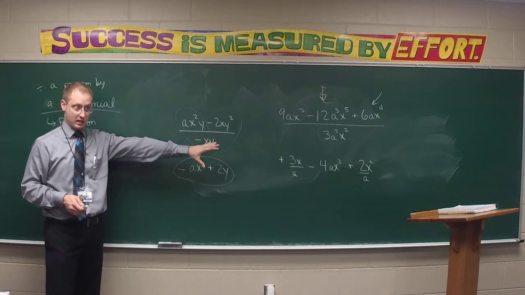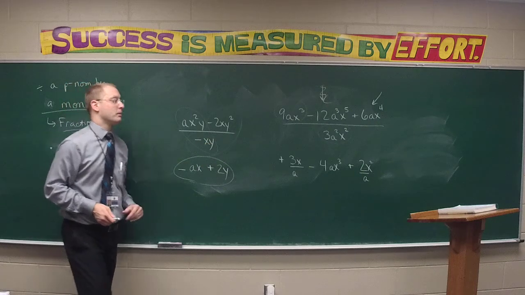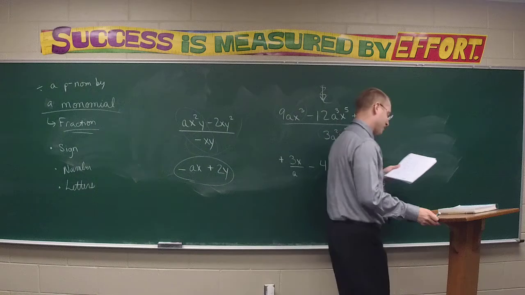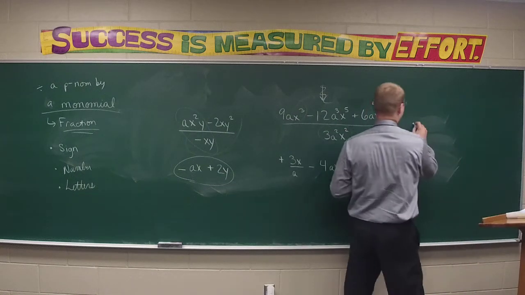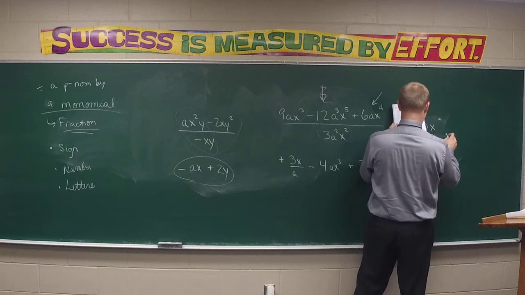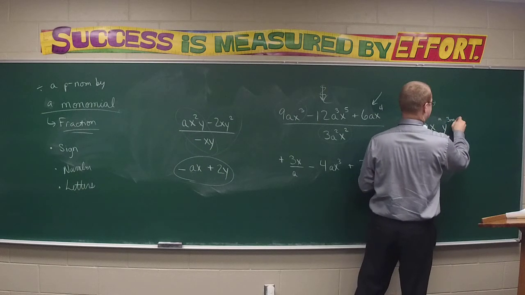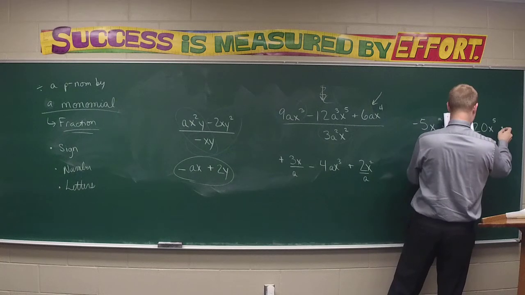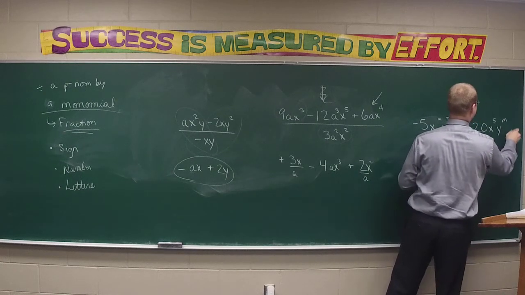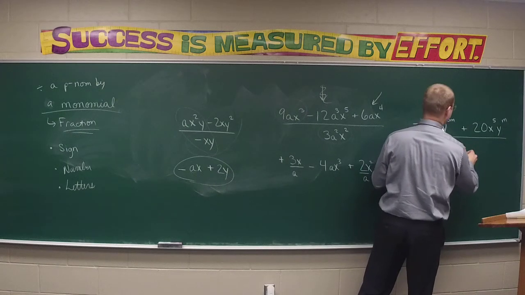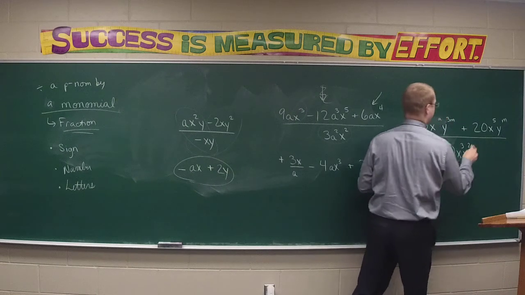Questions on what we just did? Let me give you another one. Negative 5 x to the A, y to the 3m, plus 20 x to the 5th, y to the m, all over 10 x cubed, y to the 2m.